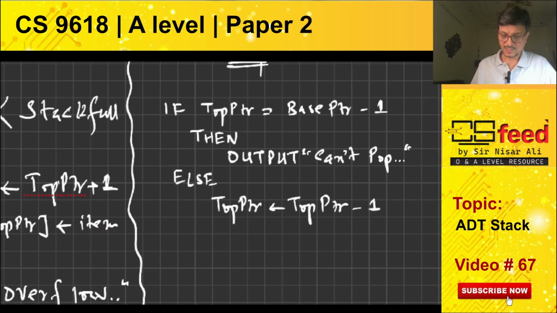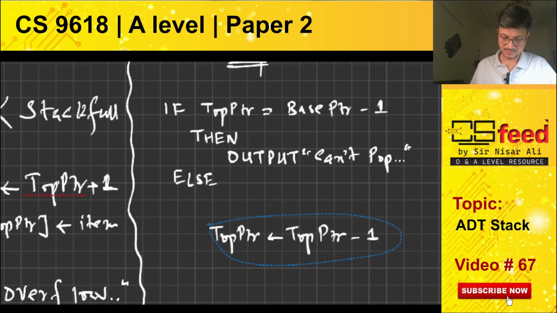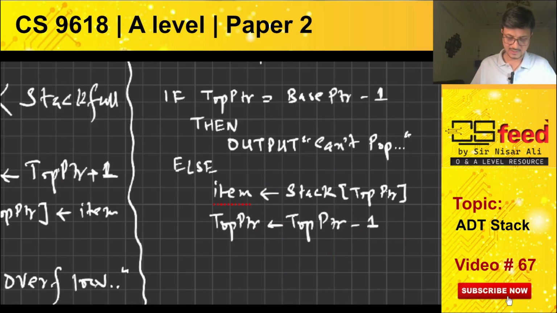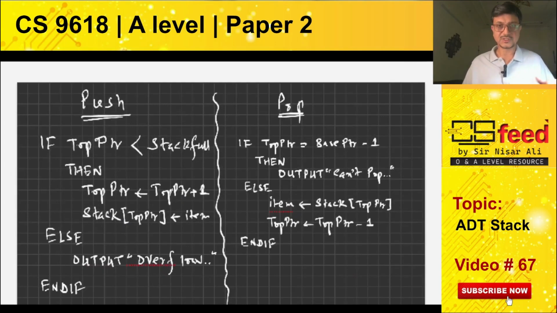All right, and before we do this, there's one more thing that we can do. We take that item. The item is going to be placed in a variable item, and then first of all, the item at the index top pointer in the stack will be given to the variable item, and then the top pointer will be decremented, and so this is how we do the pop. All right, and the push.